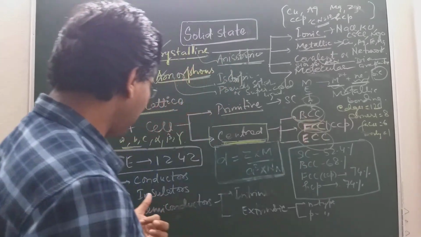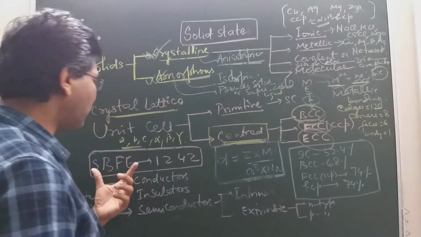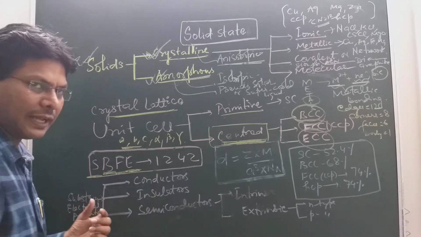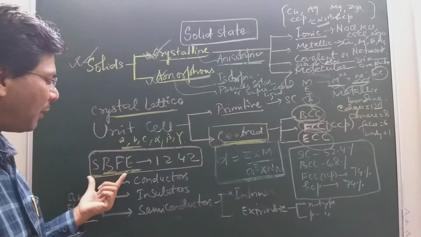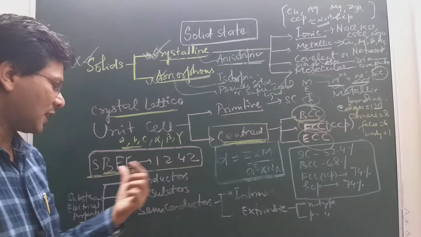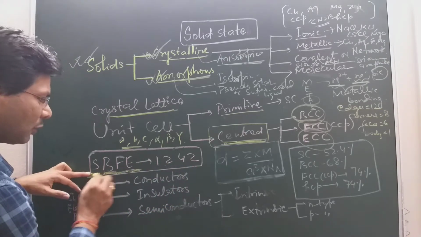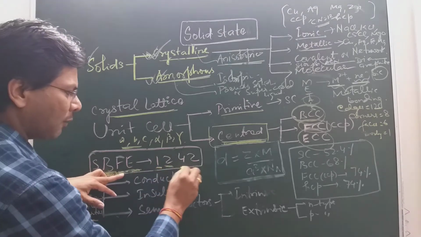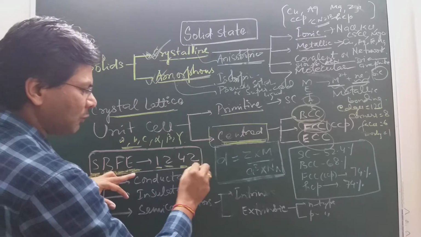I am giving you a trick to remember the number of atoms present in simple cubic, body centered, face centered and end centered. Just remember, "सब iron है 1242 रुपये का, सब iron है." Simple cubic has 1 atom per unit cell, body centered has 2 atoms per unit cell, face centered has 4 atoms per unit cell, end centered has 2 atoms per unit cell.